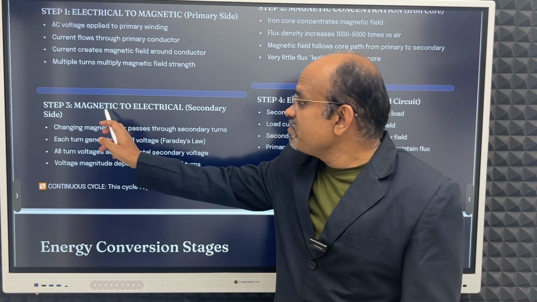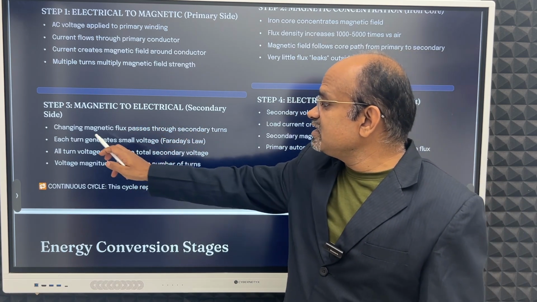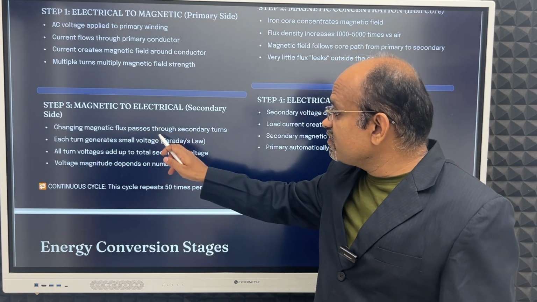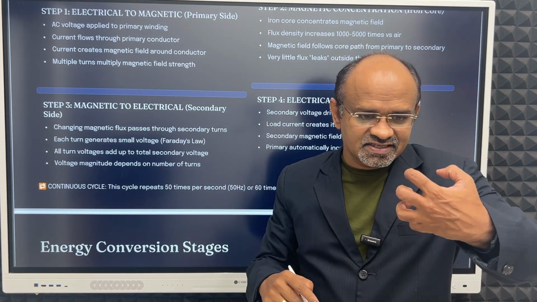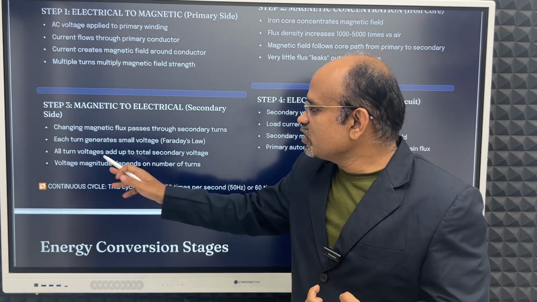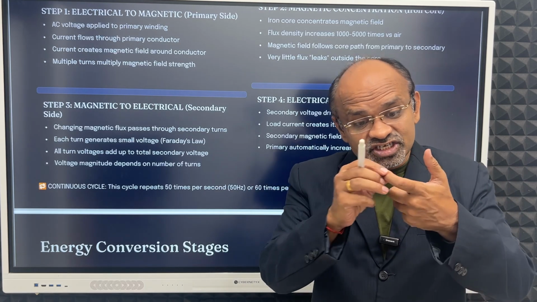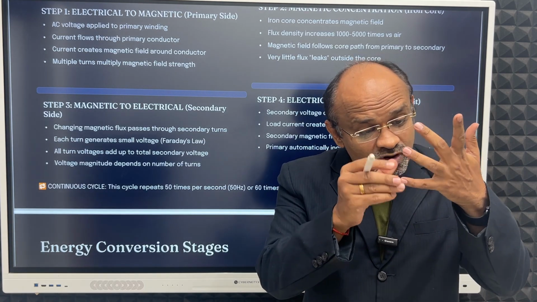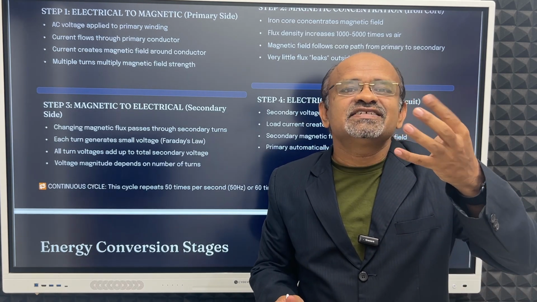What happens in magnetic to electrical? Changing magnetic flux passes through the secondary turns. These are the secondary turns, and the changing magnetic field passes through them. Then what will happen? Each turn generates a small voltage. Each turn will, let's say, create 1 volt.